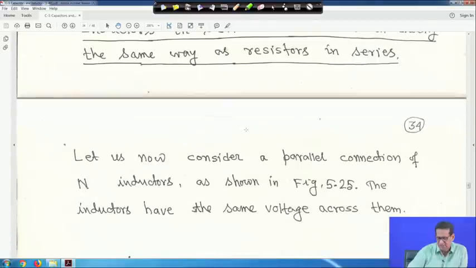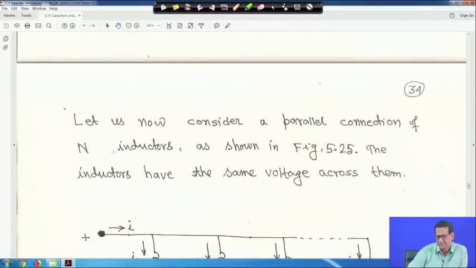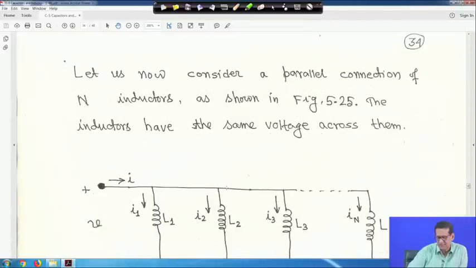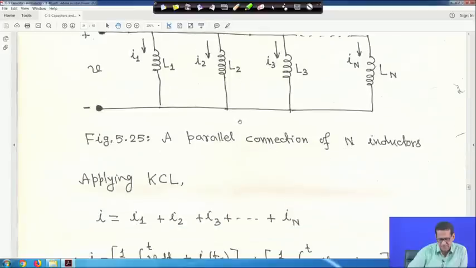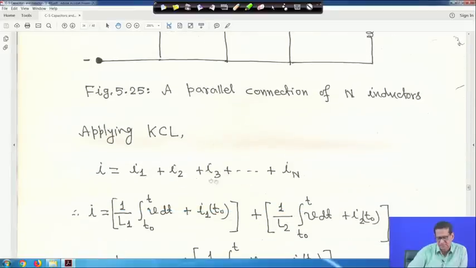Now consider a parallel connection of n inductors as shown in figure 25. The inductors have the same voltage across them. So this is the voltage, and L1, L2, L3 up to Ln, all inductors are connected in parallel. This is the current I entering, and then I1, I2, I3 are the currents going to inductor 1, inductor 2 and so on. Therefore, if you apply KCL, then I is equal to I1 plus I2 plus I3 up to In.